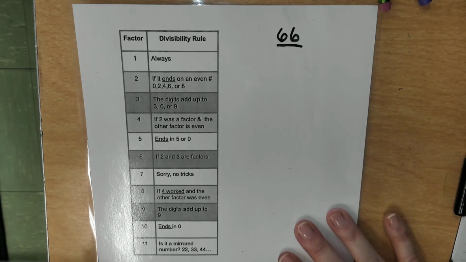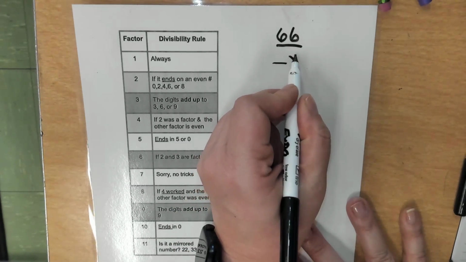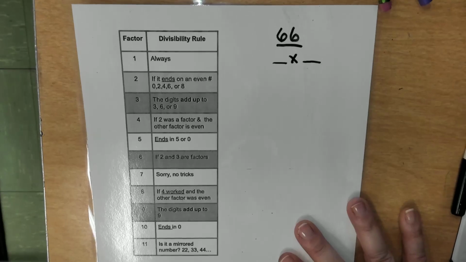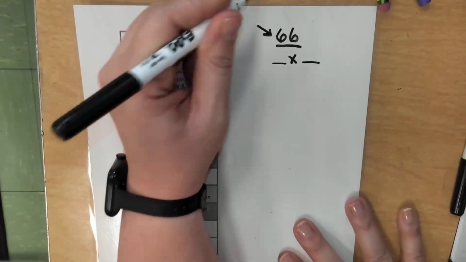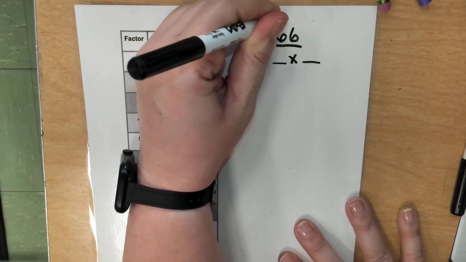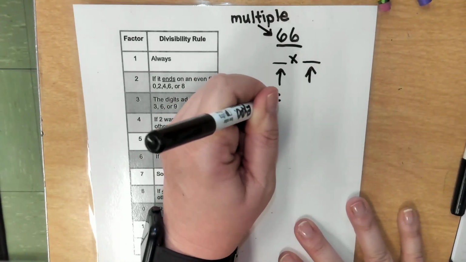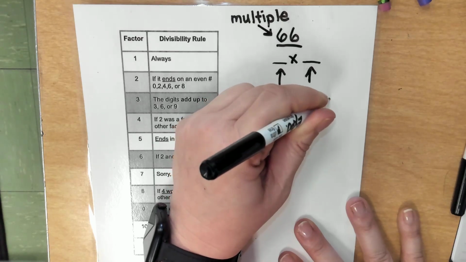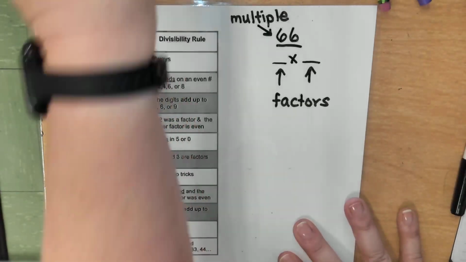Today we're going to work on factoring a number. The factors are the two numbers that you would multiply together to get a particular number. Okay? So in this case, this would be a multiple, and these two numbers are factors. So we want to figure out how many different numbers we could multiply to get the number 66.